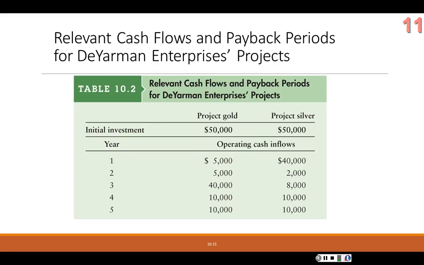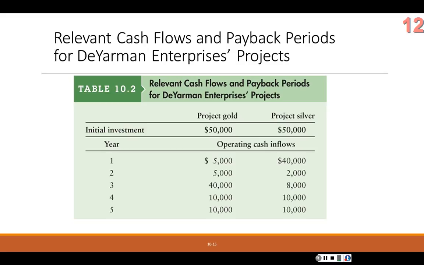Project Gold and Silver both cost $50,000. With Project Gold, you receive $5,000 in years 1 and 2 and $40,000 in year 3. So you recoup your entire investment in 3 years. With Project Silver, you receive $40,000 in year 1, $2,000 in year 2, and $8,000 in year 3. So it too has a payback period of 3 years. So both of these projects, according to the payback period, are equal to one another.